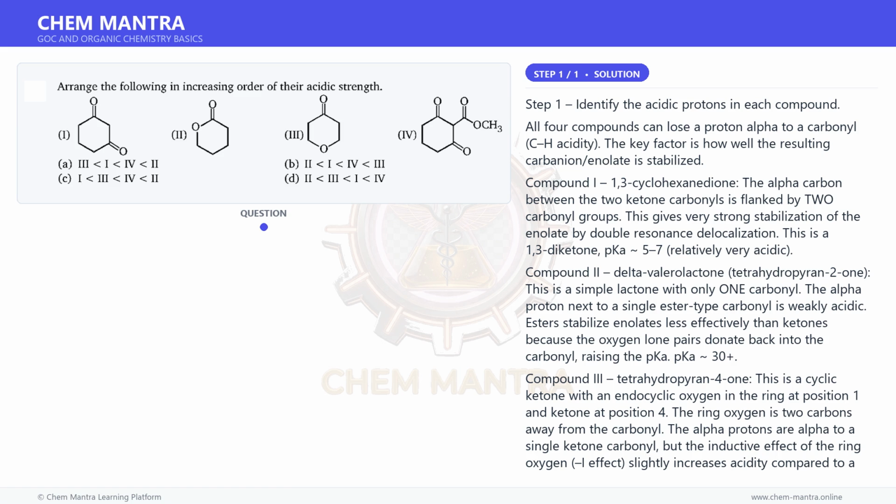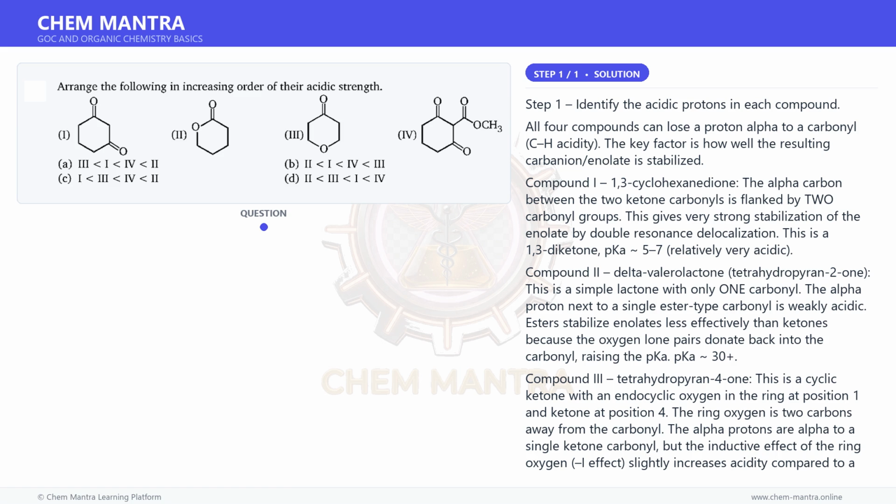Compound 3, tetrahydropyran-4-one. This is a cyclic ketone with an endocyclic oxygen in the ring at position 1 and the ketone at position 4. The ring oxygen is 2 carbons away from the carbonyl. The alpha protons are alpha to a single ketone carbonyl, but the inductive effect of the ring oxygen, the I effect, slightly increases acidity compared to a plain ketone. However, the oxygen is not directly stabilizing the enolate through resonance. pKa slightly lower than a simple ketone, 20, but much higher than a 1,3-diketone.